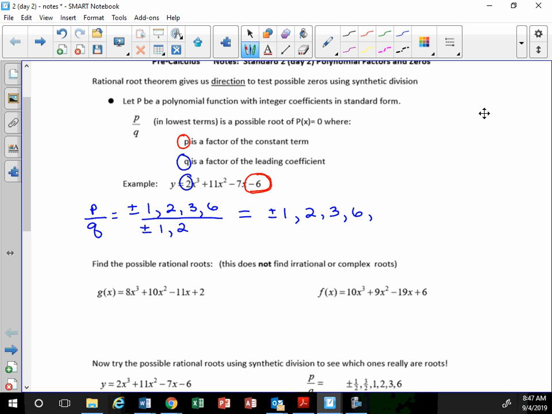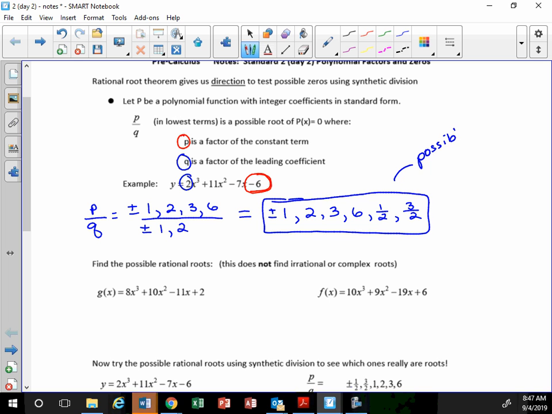1 over 2, so that's a half. 2 over 2. Do you already have that? Yeah, that's just 1. I don't need that. So 3 over 2 I need. Do I need 6 over 2? No. Okay. So there is your list. These are the possible rational roots.